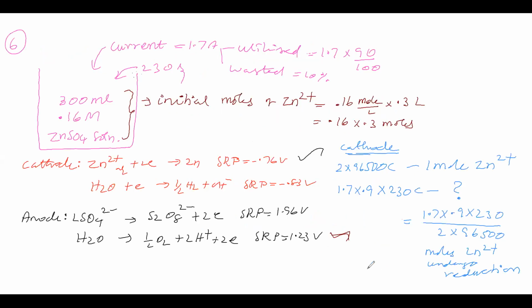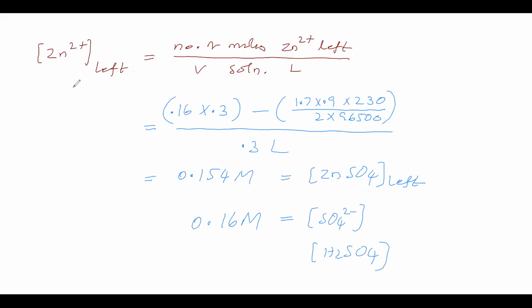How is it possible, you are asking. At the anode, water is undergoing oxidation and H+ ions are produced. These H+ ions combine with the remaining sulfate, being sulfuric acid. Therefore, the concentration of Zn2+ left is 0.154 molar, and we can say the concentration of zinc sulfate is also 0.154 molar, but the concentration of sulfate at last is 0.16.